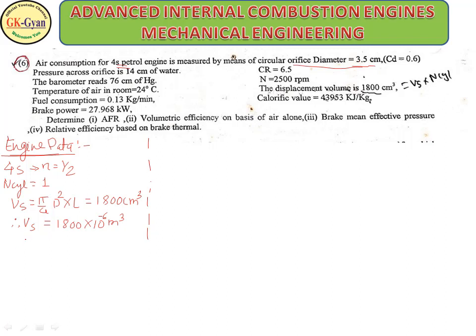Then brake power BP is given directly, 27.968 kilowatt. Then speed of engine is given, 2500 rpm. Then compression ratio, denoted by small r or CR, is given as 6.5. And it is a petrol engine. So note down this data.